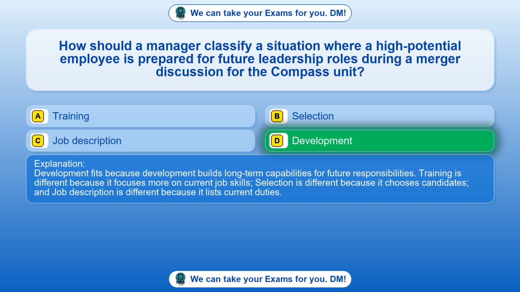Development fits because development builds long-term capabilities for future responsibilities. Training is different because it focuses more on current job skills. Selection is different because it chooses candidates, and job description is different because it lists current duties.